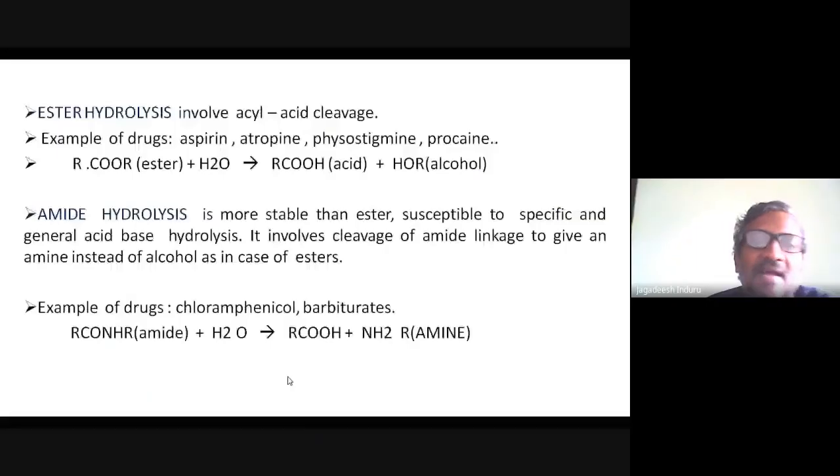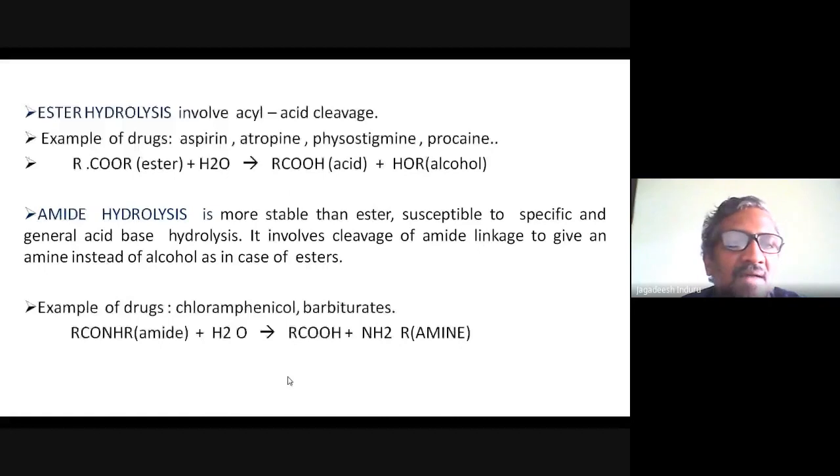In those cases, if you want to prepare salts to make the drug more stable, it is susceptible to specific acid-base hydrolysis when compared to general hydrolysis. In specific acid-base hydrolysis, a specific moiety of acid is prone to get affected. So in those cases, we avoid such excipients. It involves the amide linkage being cleaved, giving the amine instead of the alcohol of the esters.